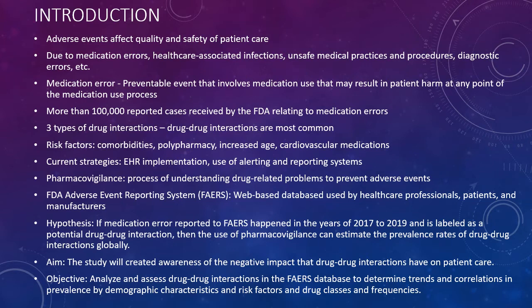For this study, our hypothesis is: if medication errors reported to the FDA Adverse Event Reporting System happened in the years 2017 to 2019 and are labeled as potential drug-drug interactions, then the use of pharmacovigilance can estimate the prevalence rate of drug-drug interactions globally.